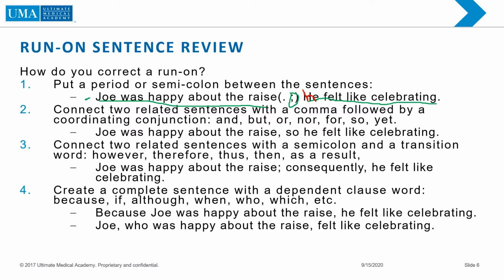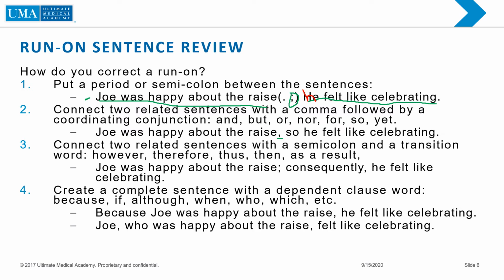Two: connect two related sentences with a comma followed by a coordinating conjunction: and, but, or, nor, for, so, and yet. So for example, in this sentence, let me get it green: Joe was happy about the raise, so he felt like celebrating.